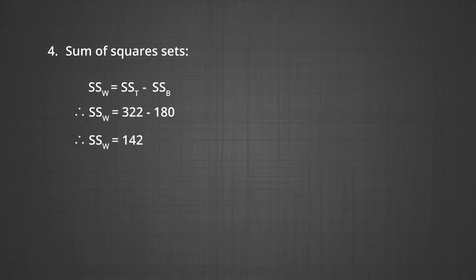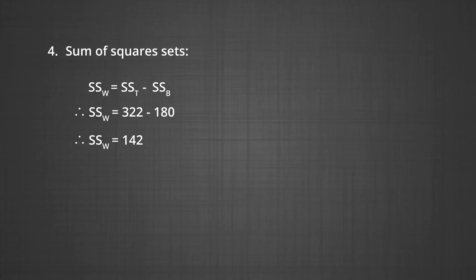Now, sum of squares within sets. We can find out sum of squares within sets by simply subtracting the SSB from SST. That's what we have done here: 322 minus 180, and the final value is 142.